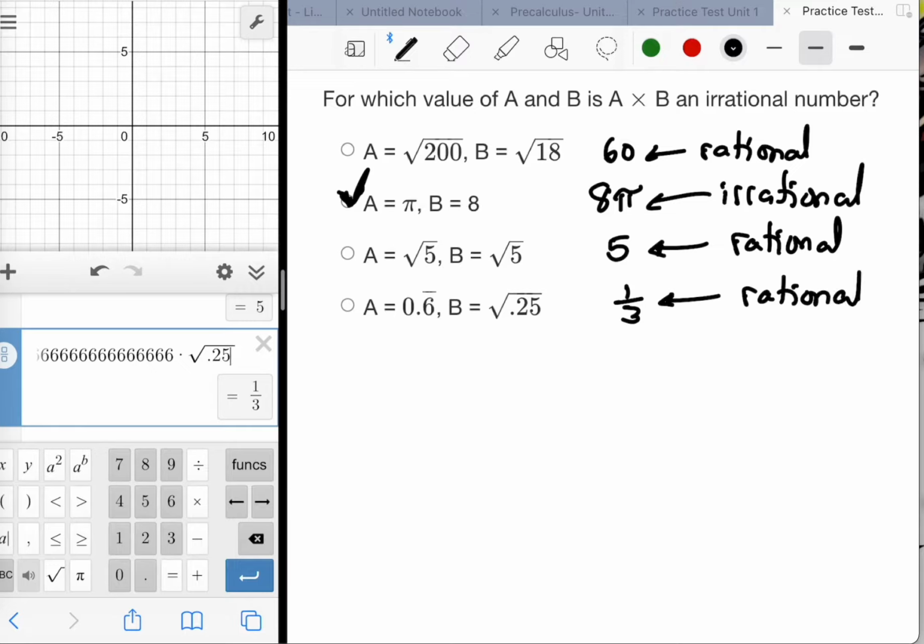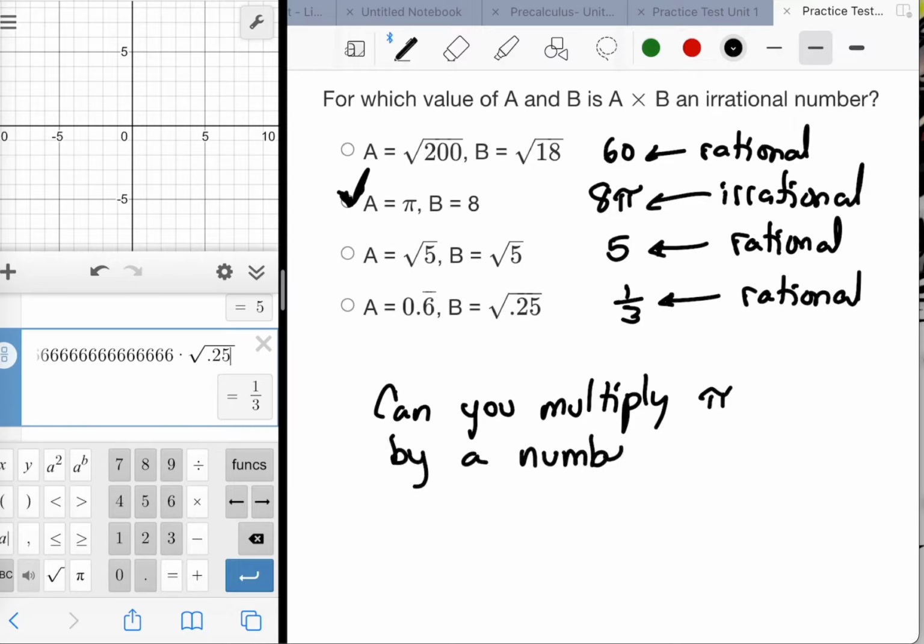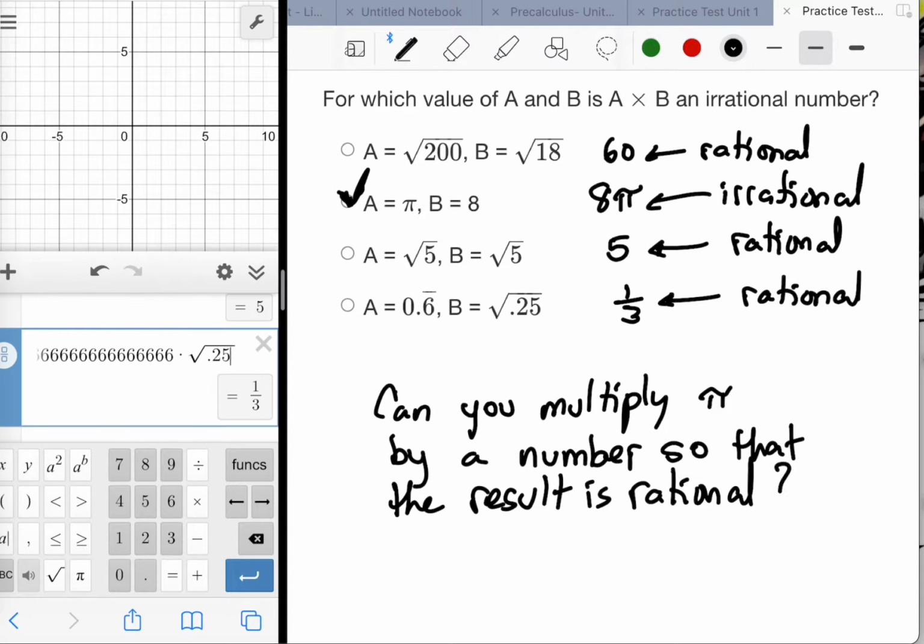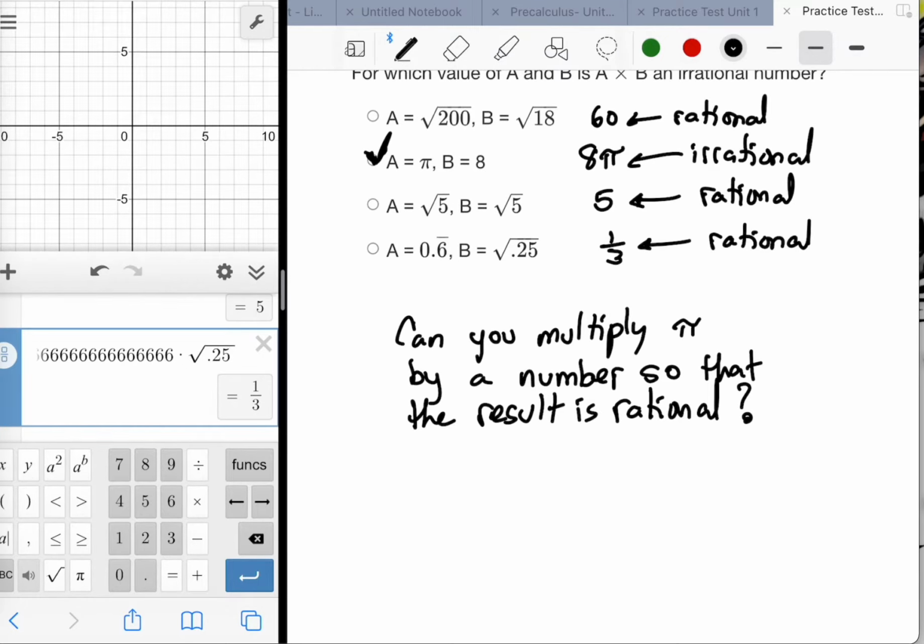All right. So a question that came up in the other class was, is there a number that you can multiply pi by in order to make it rational? Can you multiply pi by a number so that the result is rational? It's kind of a tricky situation, but the answer is yes.